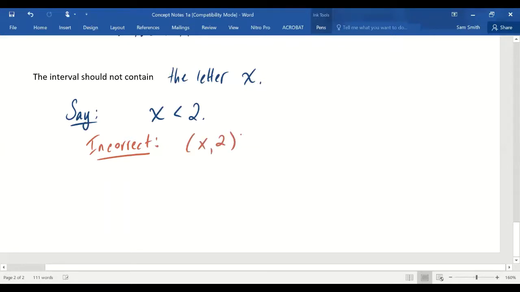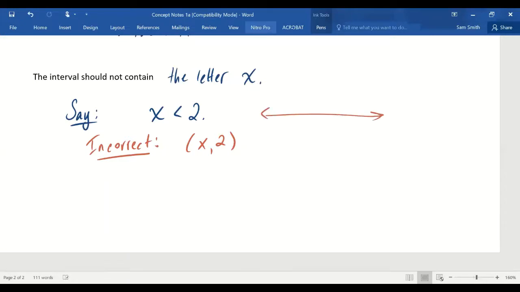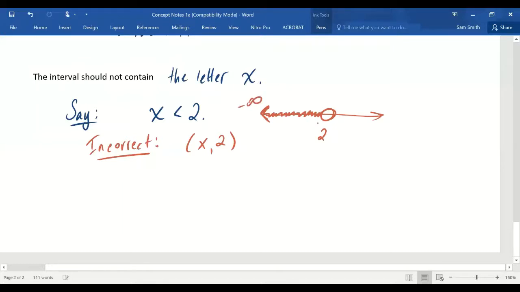One incorrect representation of this interval would be x comma 2. I tend to see this frequently because they will just put x in on the left-hand side and 2 in on the right-hand side. But intervals should not ever contain the letter x. Intervals should only contain numbers and infinities. Okay, so just to make this concrete, let me go ahead and draw all the x's less than 2 on the number line. X could not be 2. X equals 2 is not allowed. So I'll put an open dot there, and I'll shade in everything that's less than that, all the way to the left to negative infinity.